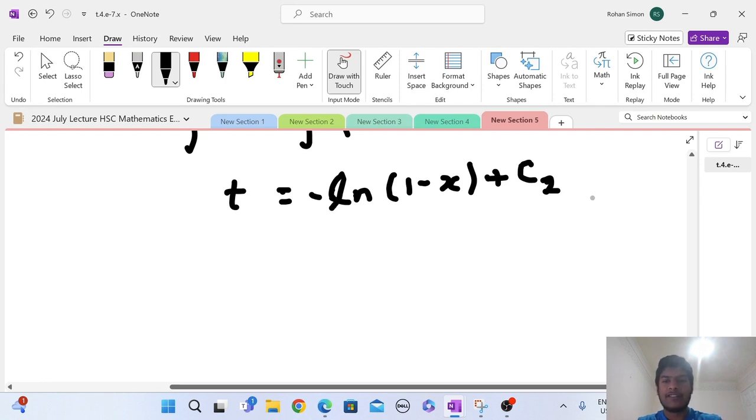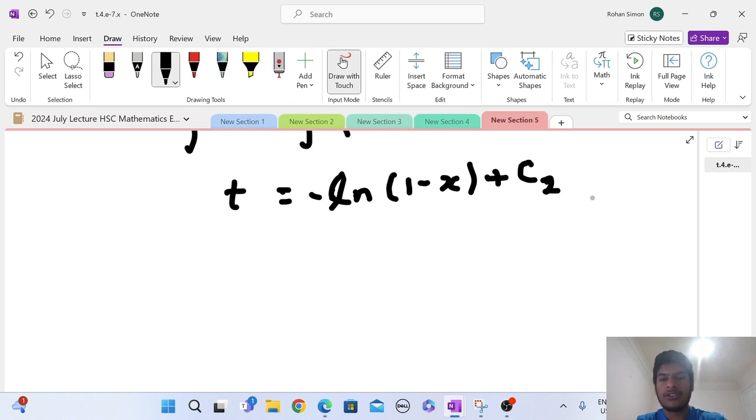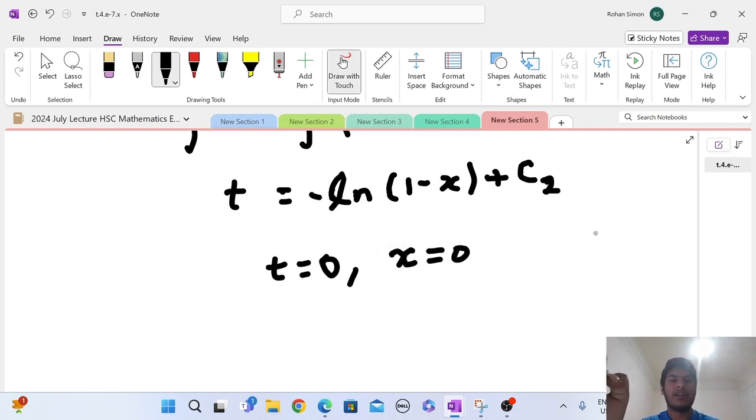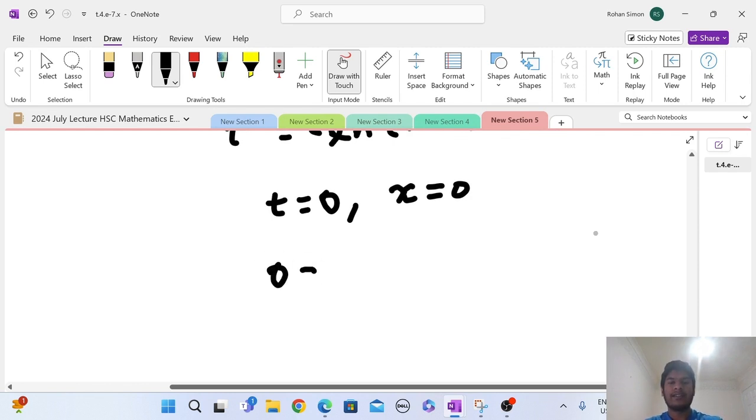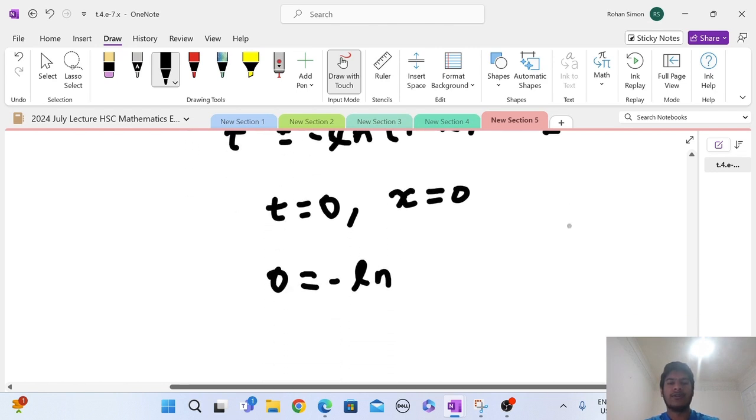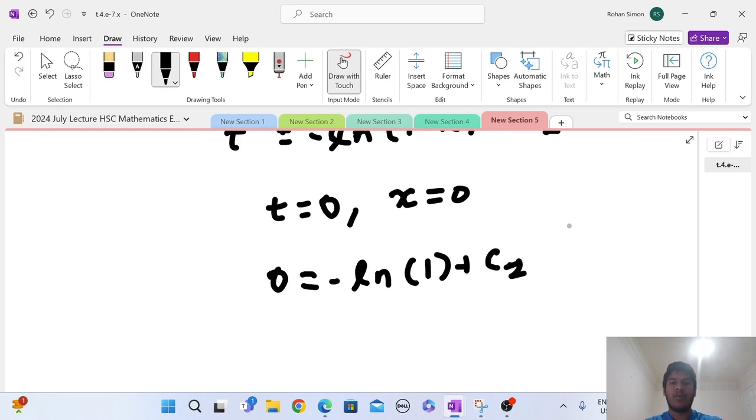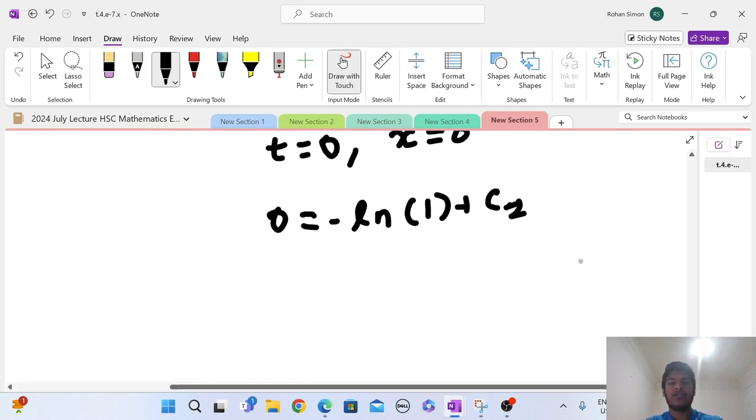We need to try and get rid of the c2, and that's again where we rely on the initial condition. This time not in terms of velocity and position, this time in terms of position and time. So we're told that when t equals 0, that is, initially, x equals 0. The particle is at the origin. And so if we sub that in, we end up with 0 equals minus ln of 1 minus 0, which is just 1, plus c2. ln 1, that's 0. And so that concludes that c2 must also be 0.